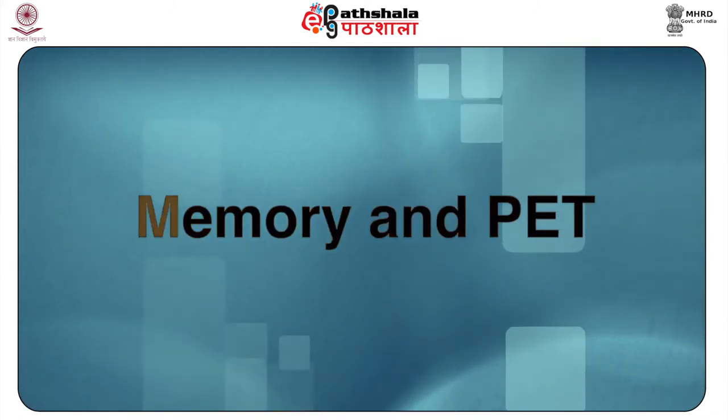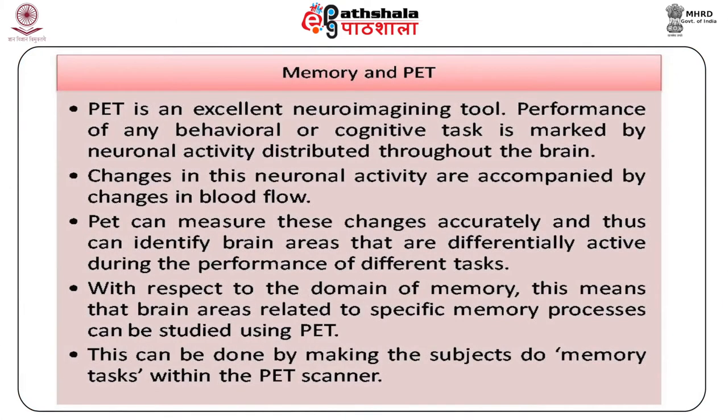Now let us see memory and PET scan. PET scan is an excellent neuroimaging tool. Performance of any behavioral or cognitive task is marked by neuron activity distributed throughout the brain. Changes in this neuronal activity are accompanied by changes in blood flow. PET can measure these changes accurately and thus can identify brain areas that are differentially active during the performance of different tasks. With respect to the domain of memory, this means that brain areas related to specific memory processes can be studied using PET. This can be done by making the subjects do memory tasks within the PET scanner.